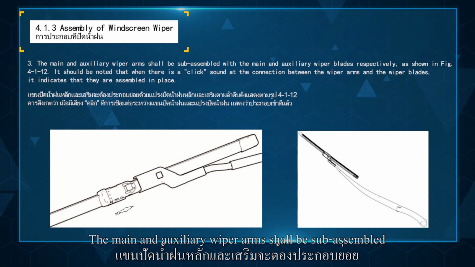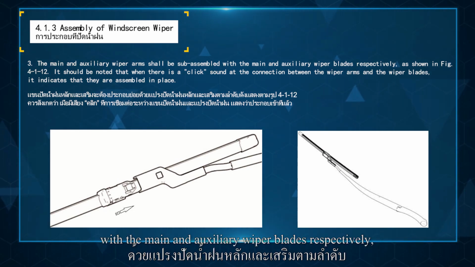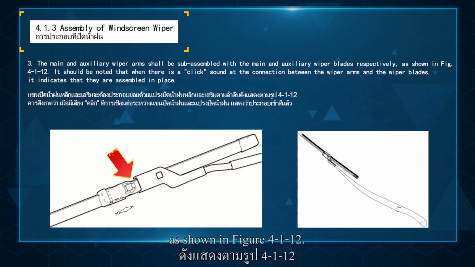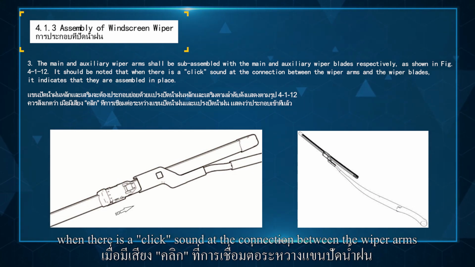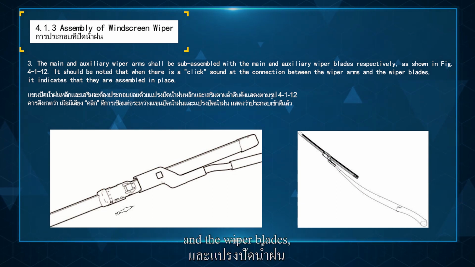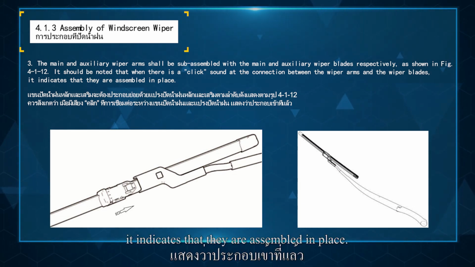The main and auxiliary wiper arms shall be sub-assembled with the main and auxiliary wiper blades respectively, as shown in figure 421 to 12. It should be noted that when there is a click sound at the connection between the wiper arms and the wiper blades, it indicates that they are assembled in place.